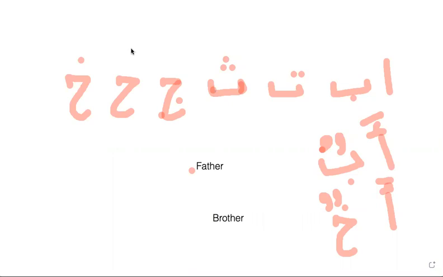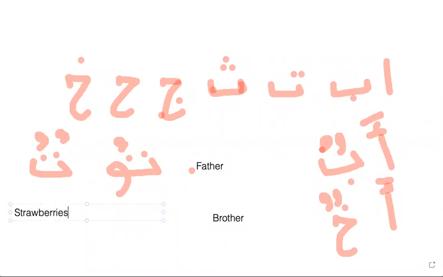Last one. This is ta with damma. Two long vowels. Tutun. Tutun is strawberries.